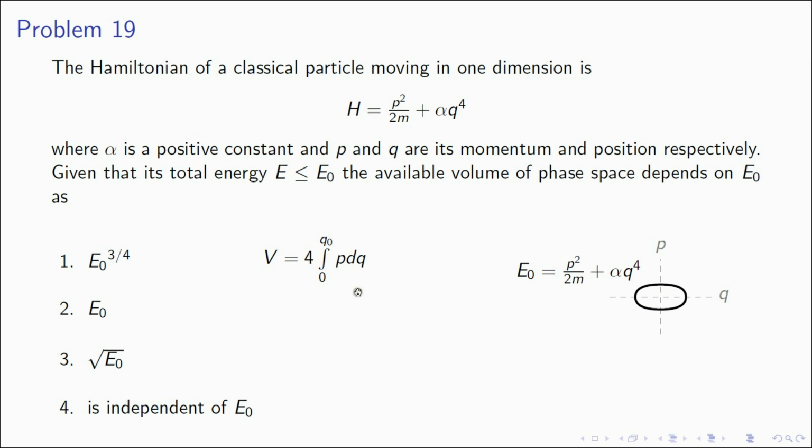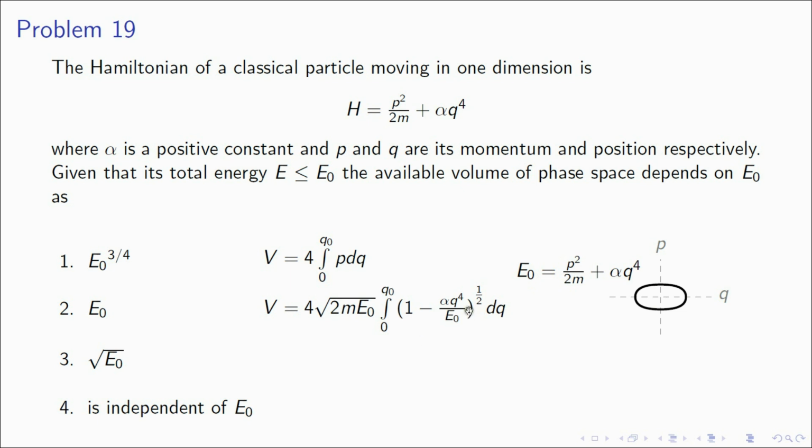So you just try to evaluate this. And basically you just write p in terms of the other terms. Take 2m on the other side, alpha q to the power 4 on the other side, and you just take a square root, you get this.